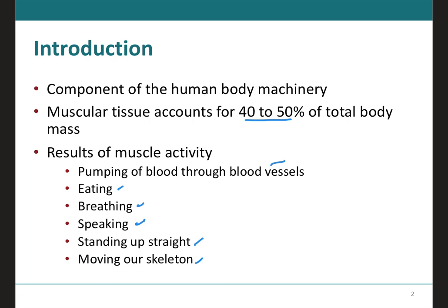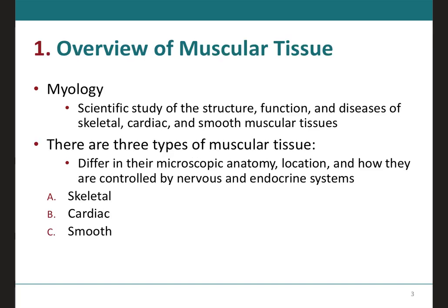In this module, we will learn how the simple parts of your muscular machinery work together to produce very powerful contractile forces that generate most of the activity of the human body. As we have learned in Module 2, there are 3 types of muscular tissue. We're going to have the skeletal, the cardiac, and the smooth muscles.